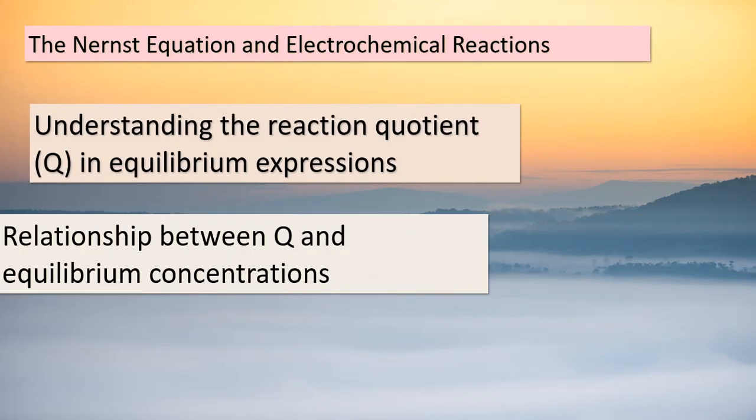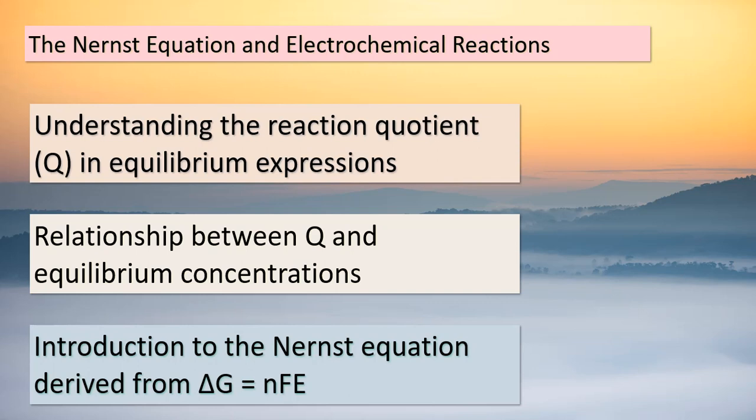Hello, dear students. Today, we're delving into the intriguing realm of electrochemical reactions and a powerful equation that helps us understand them better. The quantity we're discussing here is called the reaction quotient, often denoted as Q. It's a lot like the equilibrium expression, but it represents the concentrations in the reaction mixture at a specific moment.